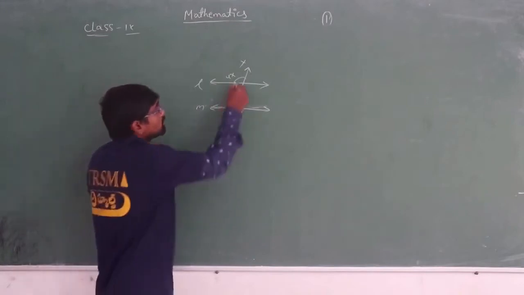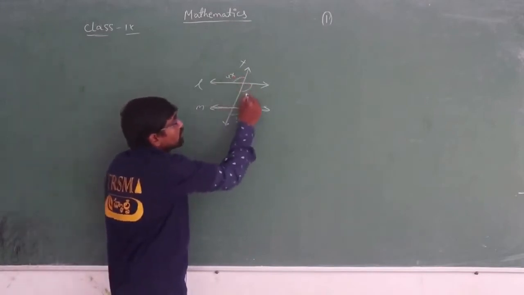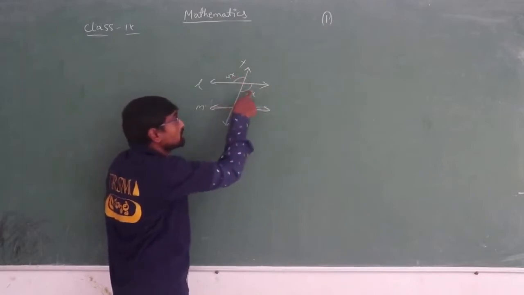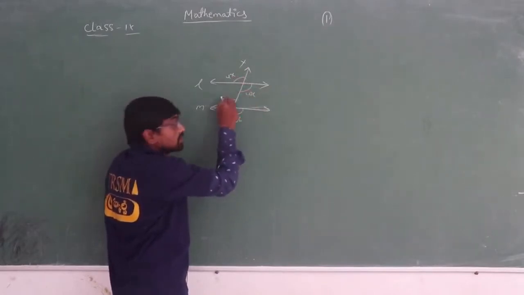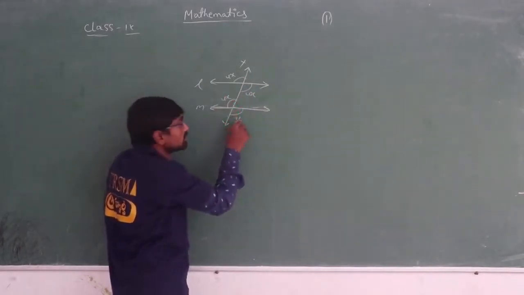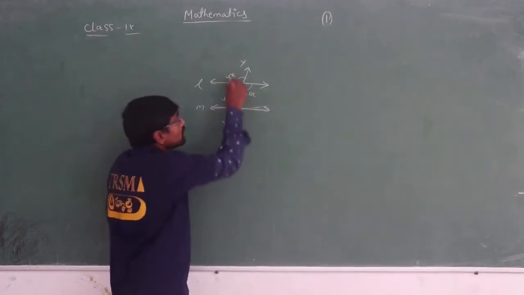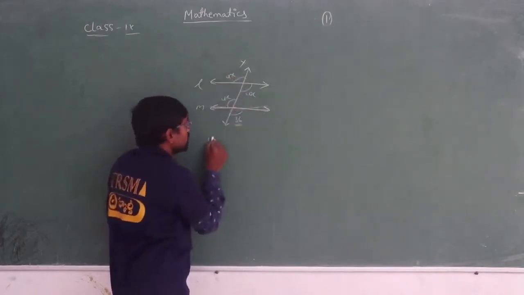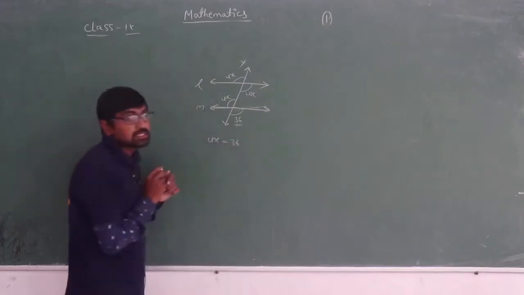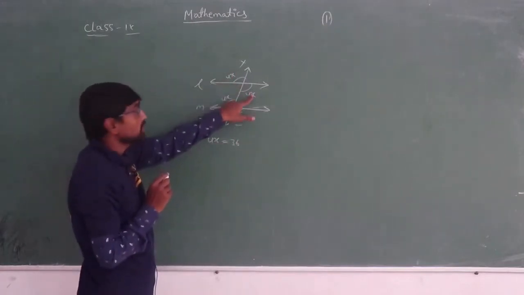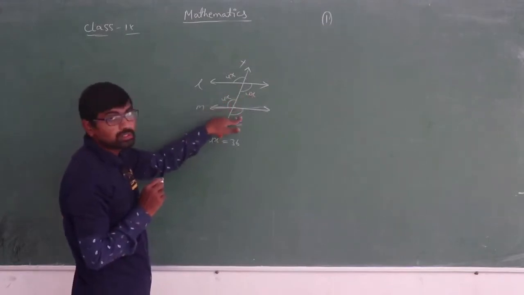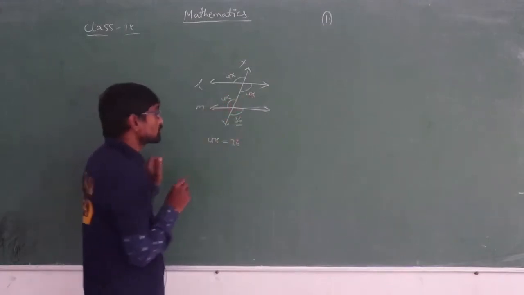See here, if this is 4x, this is also 4x, vertically opposite. If this is 4x, the angle opposite to this is also 4x, vertically opposite. It means the values of both are equal. This value is equal to 4x, and again these vertically opposite angles are equal. So 4x is equal to 36.